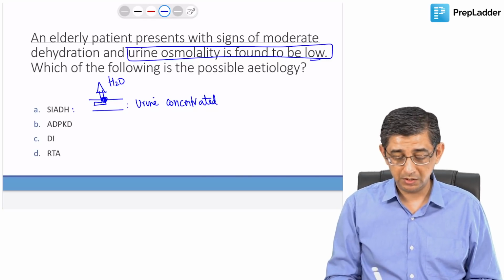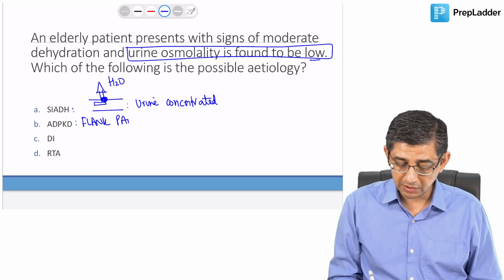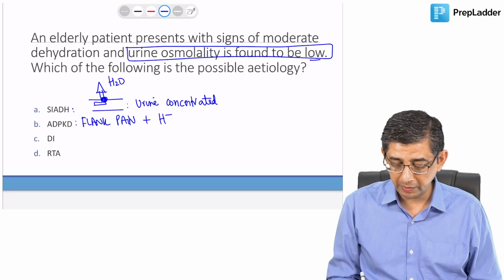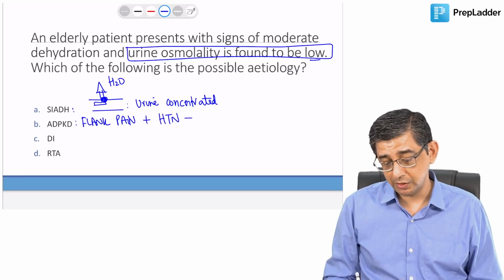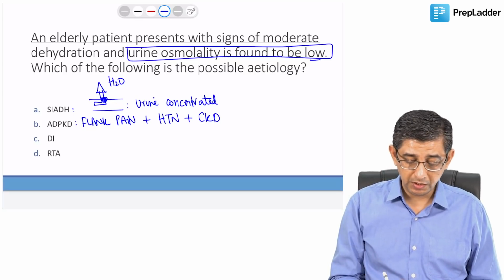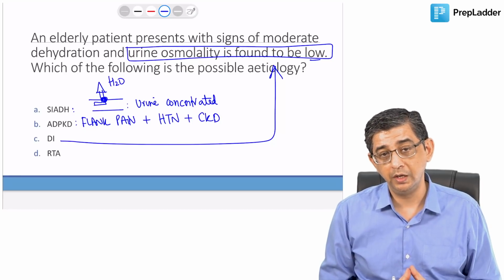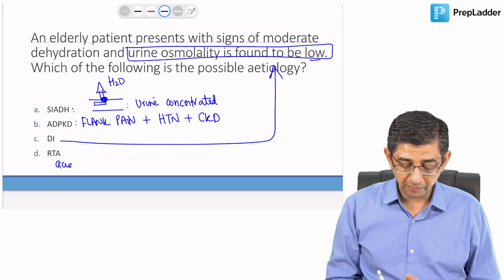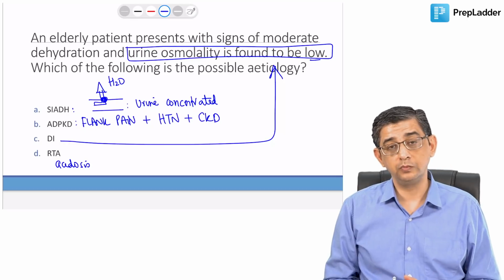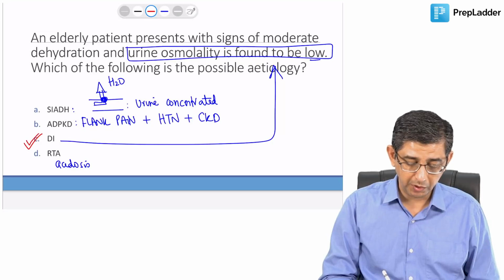Autosomal dominant polycystic kidney disease will mainly present with flank pain because there are cysts in the kidney. GFR will be less, so they will be higher in hypertension, and subsequently these patients will develop chronic kidney disease. It is diabetes insipidus which will have this presentation of low urine osmolality. Renal tubular acidosis will have a presentation of acidosis. No acidosis is given in this question. The correct answer to this question is diabetes insipidus.